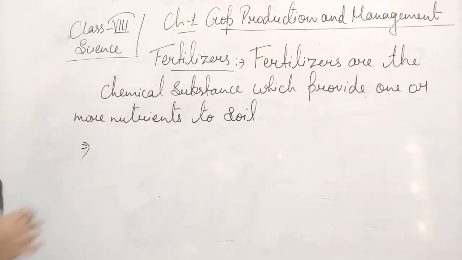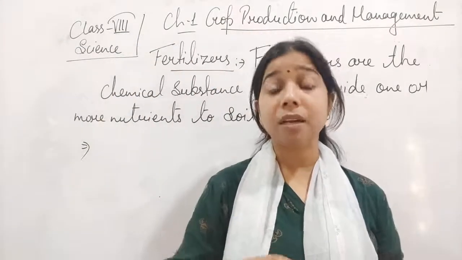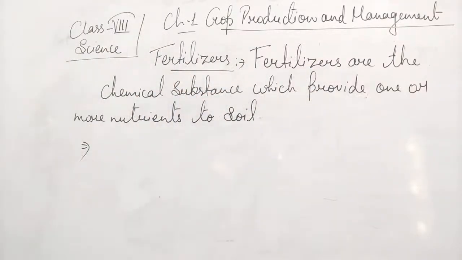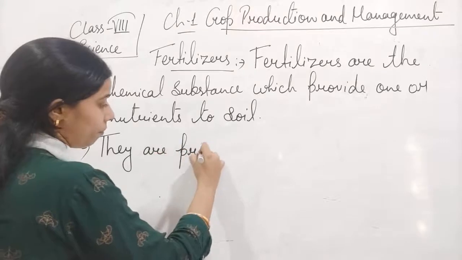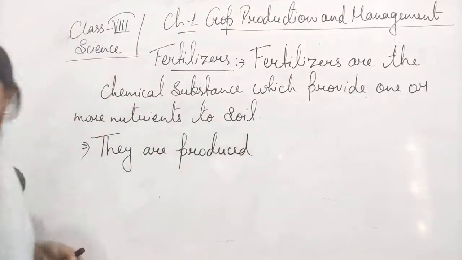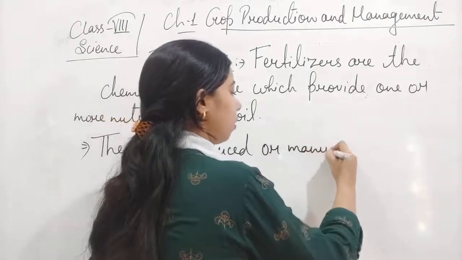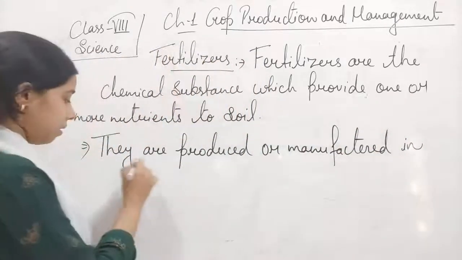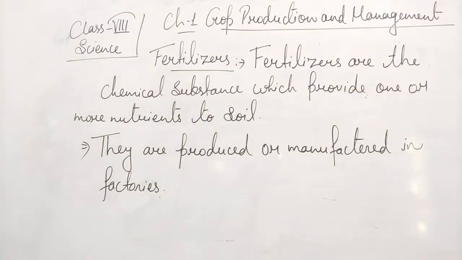Now let us see some of the things about the fertilizers. You see that fertilizers are man-made. It means these are produced in the factories. These are synthesized by man in the factories. So we can write that they are produced or manufactured in factories.